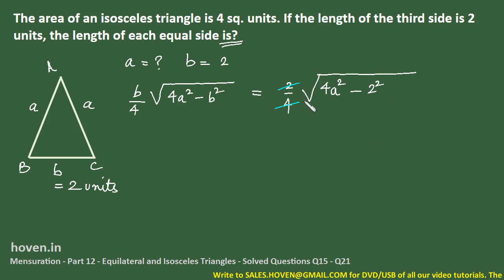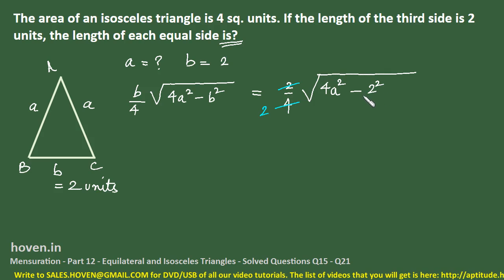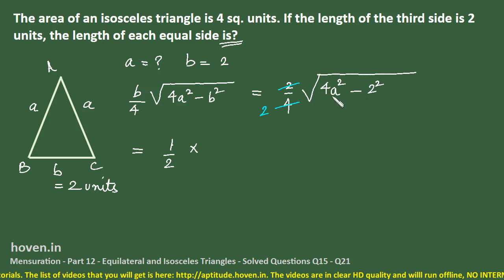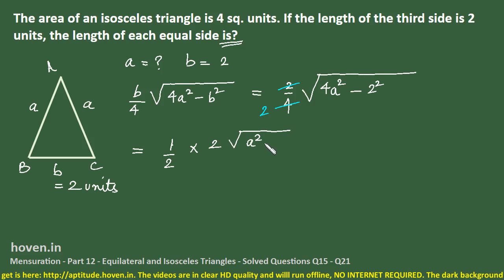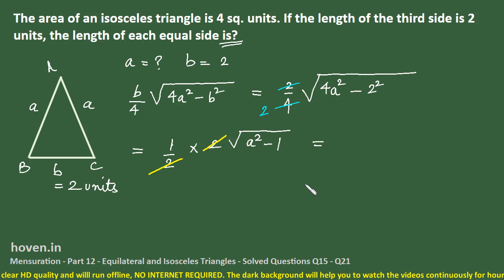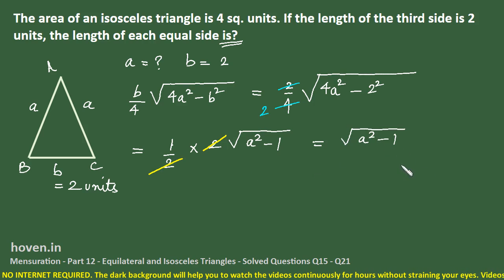We can cancel this 4 with the 4 of 2 and another thing, that this 2 square will ultimately be 4. So we can take this 4 out, and the area becomes equal to 1 by 2 into 2 square root of a square minus 1. This 2 and this 2 will also cancel, which is equal to square root of a square minus 1.